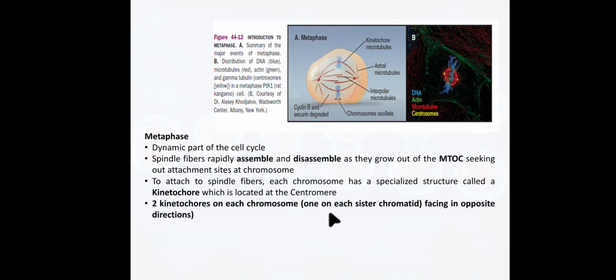In our previous class we discussed the metaphase stage of mitosis cell division. As we know, metaphase is an extremely dynamic part of the cell cycle where the spindle fibers rapidly assemble and disassemble as they grow out of the MTOC, seeking out attachment sites at chromosomes. To attach to spindle fibers, each chromosome has a specialized structure called the kinetochore. It is located at the centromere. There are two kinetochores on each chromosome, one on each sister chromatid, facing in opposite directions.